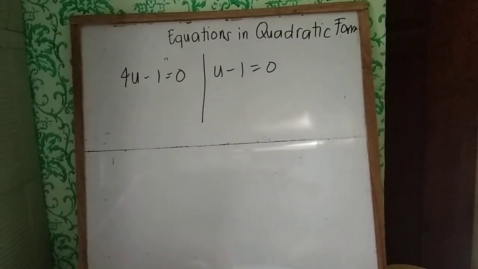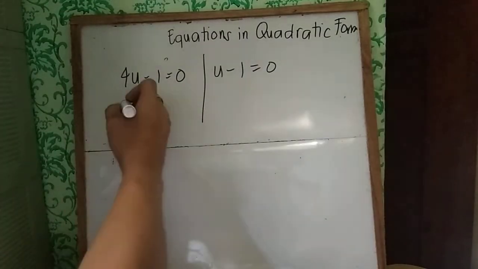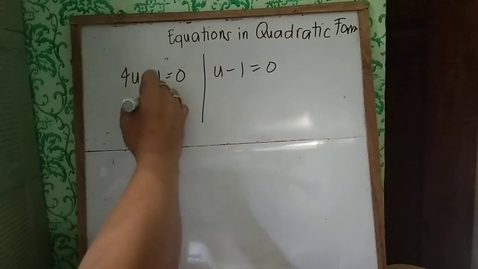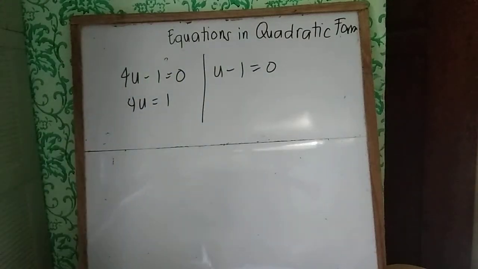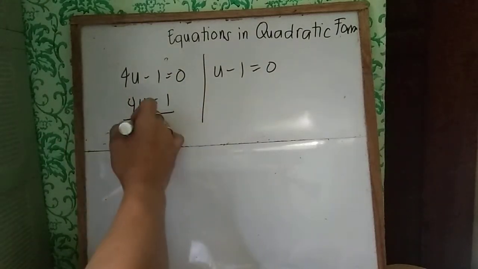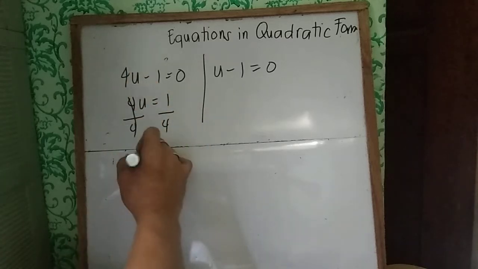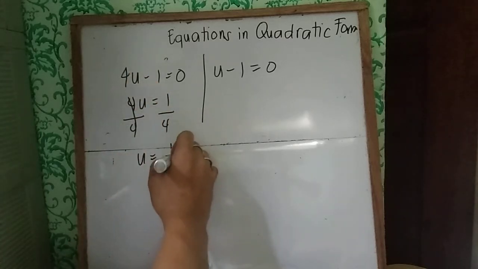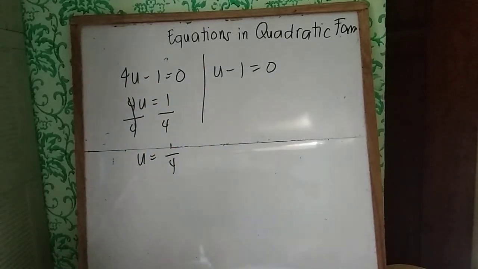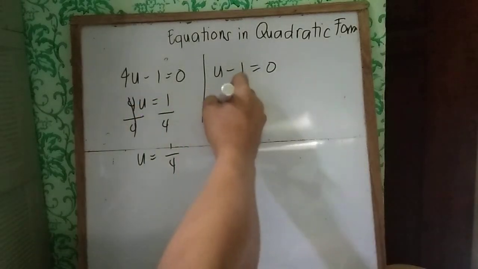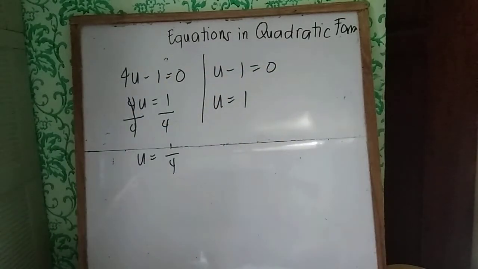Okay, so 4u minus 1 is equal to 0. So find the value of u. Transpose the 1, so 4u is equal to positive 1. Divide both sides by 4. So therefore u is equal to 1/4. On the other side, u minus 1 is equal to 0. Transpose negative 1, so it will become positive 1. Therefore u is equal to positive 1.